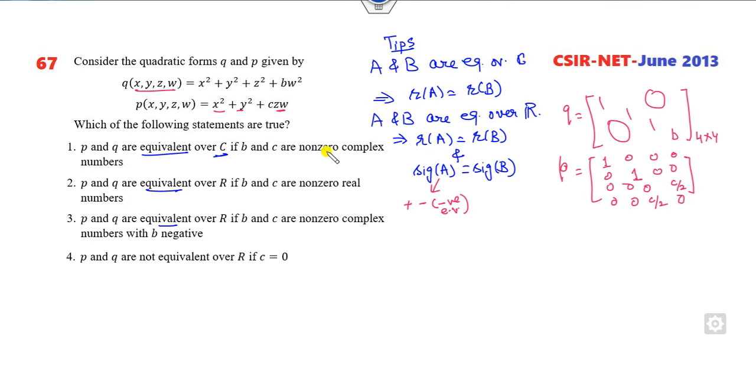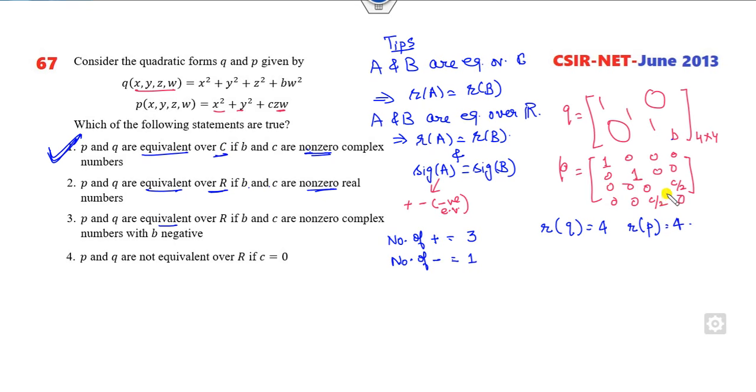If b and c are non-zero, what is the rank of the Q? When b is non-zero, 4. Rank of the P, when c is non-zero, you can see there are 4 non-zero columns, so rank is 4, so it is equivalent here. P and Q are equivalent over R if b and c are non-zero real numbers. Fine, rank is same. What is the signature? If b is non-zero real, what is the number of positive eigenvalues and negative eigenvalues? Positive eigenvalues are 3, negative is 1 if b is negative.